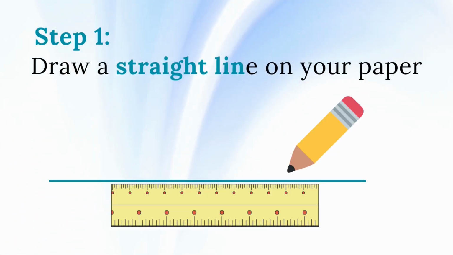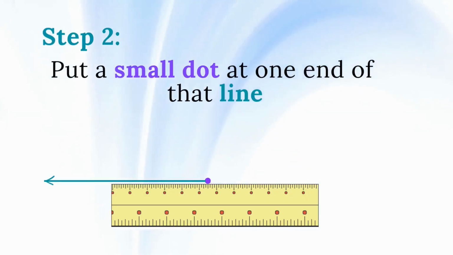Follow these steps carefully. We'll draw an angle of 60 degrees, but you can use these same steps for any angle. Step 1. Draw a straight line on your paper. Use a ruler to make it nice and neat. This will be one side of your angle. Step 2. Put a small dot at one end of that line. This dot is called the vertex. It's the corner where your angle will start.